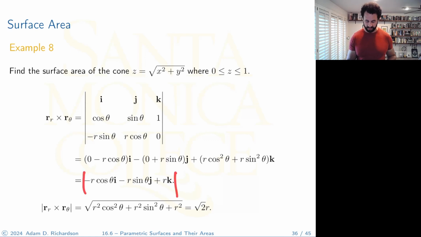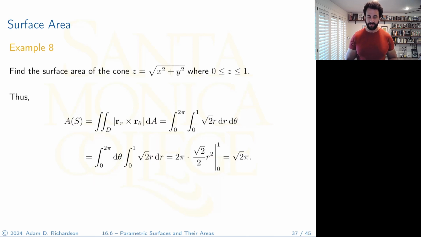If you compute the magnitude of this vector here, you get some nice simplification. Cosine squared theta plus sine squared theta is just going to be 1. So what you end up with is r squared plus r squared, which is 2r squared, which simplifies to this. There it is. Now we have all the pieces. Now we can compute the integral. Using our formula, we're just adding up the magnitude of those cross products at every point, transferring it into our cylindrical coordinates. We're going to get this, just like so.